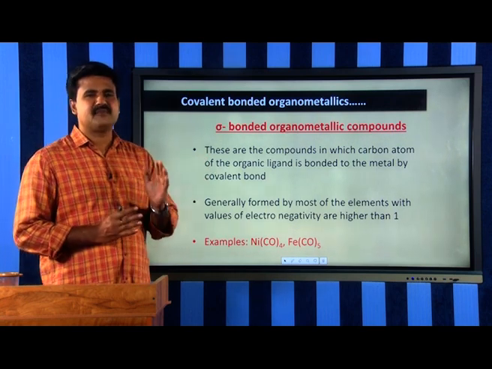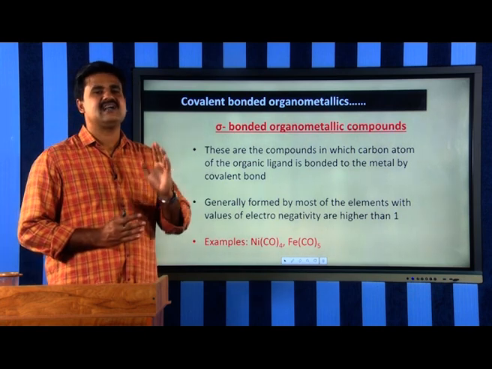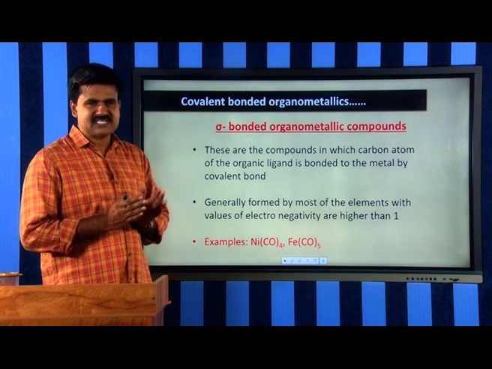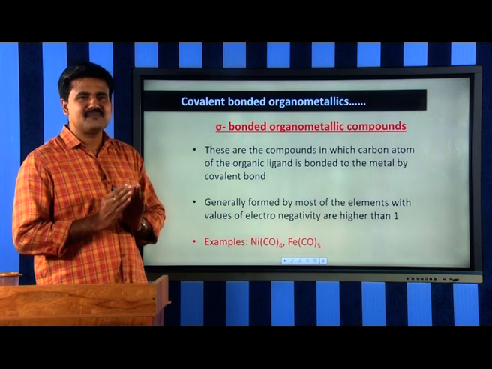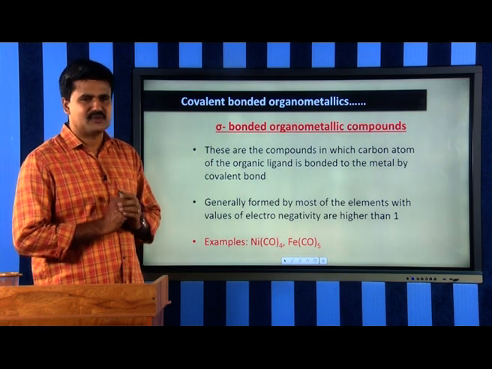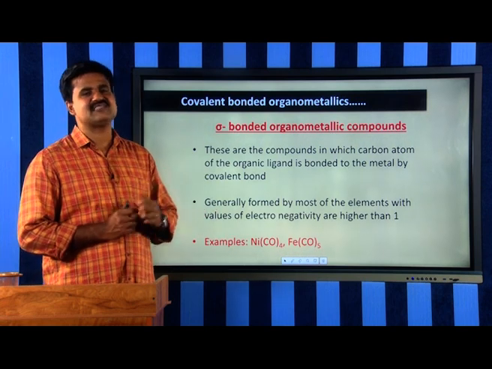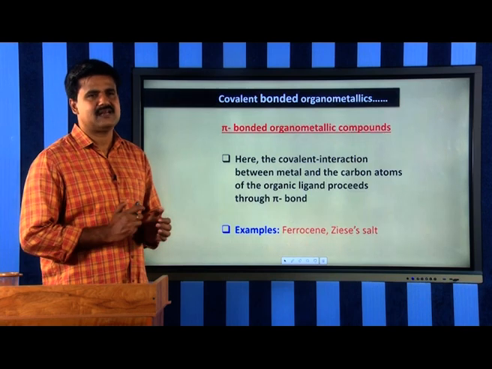They are generally formed by most of the elements with a value of electronegativity higher than 1. That is, metals having electronegativity higher than 1 form this kind of sigma bonded organometallic compounds. For example, nickel tetracarbonyl, Ni(CO)4, Fe(CO)5 or iron pentacarbonyl.